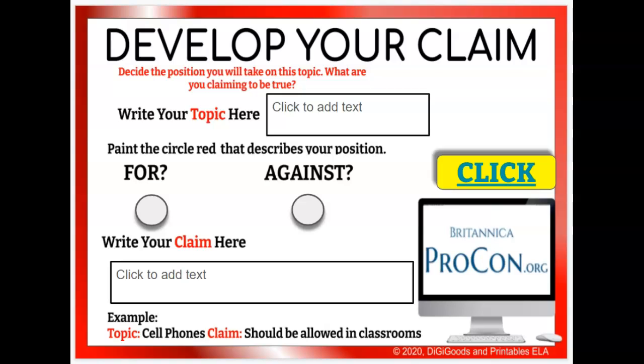This question may not apply to all essay topics, but if it applies to your topic, paint the circle red that describes your position. You can do this by clicking on the circle and finding the little paint bucket at the top of your taskbar. Finally, type your claim in the box provided. If you're confused, look at the example at the bottom of the slide.